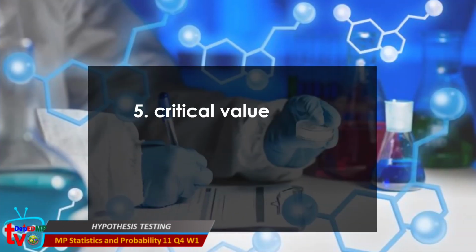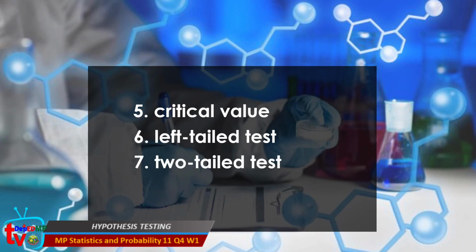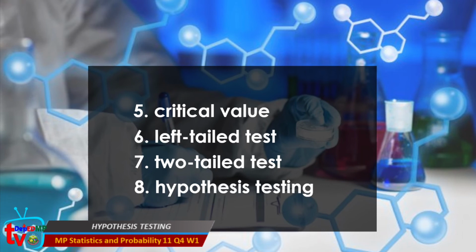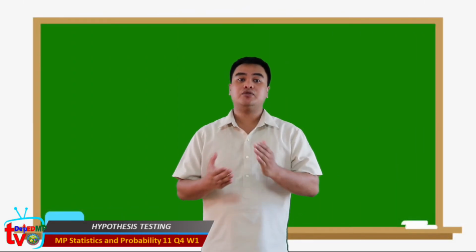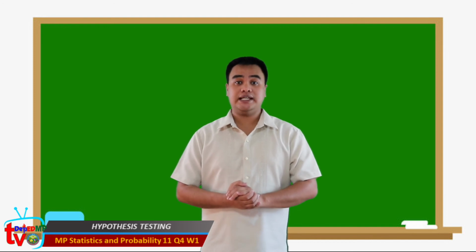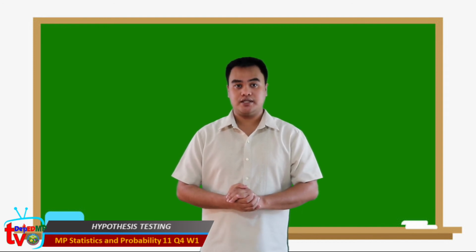For number 5, critical value. Number 6, left-tail test. Number 7, two-tail test. And number 8, hypothesis testing. You are now ready to transfer your new knowledge or skill into real-life situations.